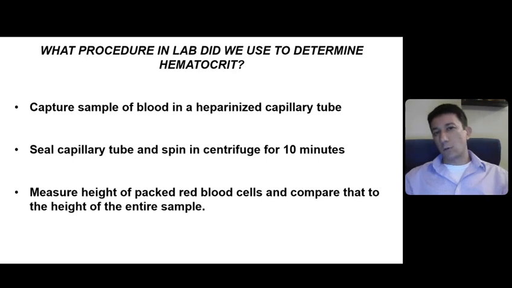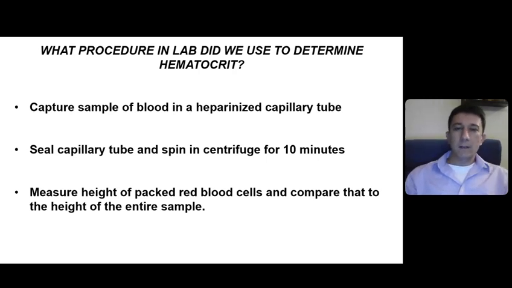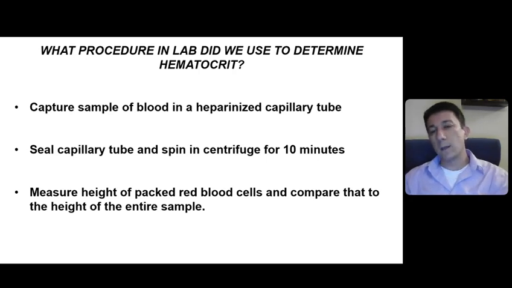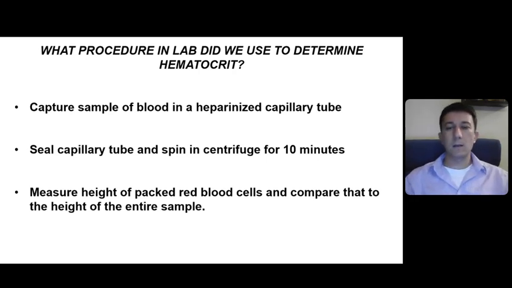So how did we determine hematocrit in the lab? What we ended up doing was we would collect a small sample of blood in a very thin tube that was called a capillary tube, and it was heparinized. That is, it had a fine coating of heparin on its inner surface. So that would prevent the blood from clumping and coagulating when we were trying to determine hematocrit.